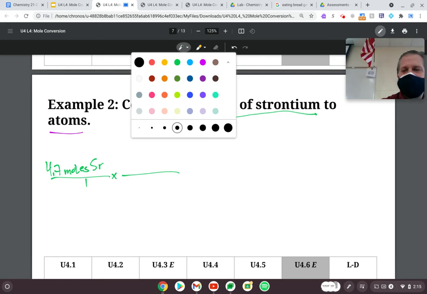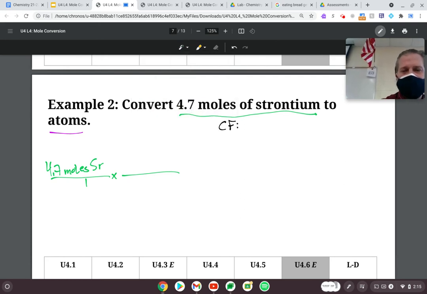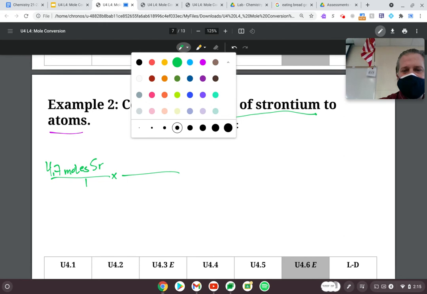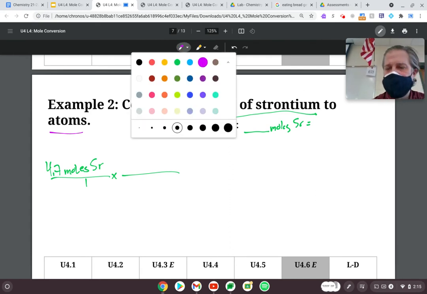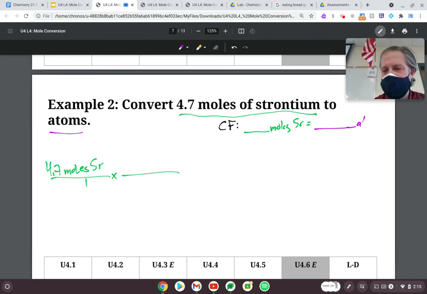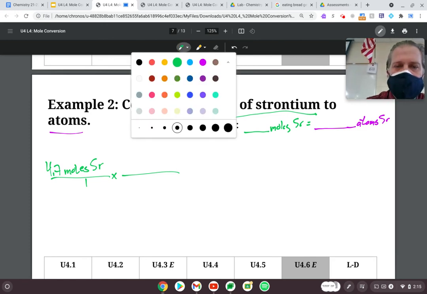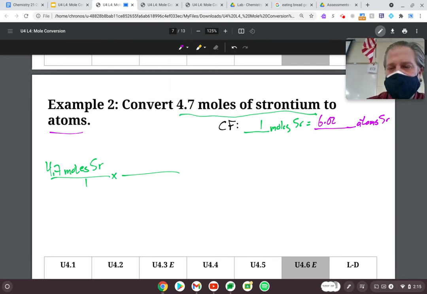I'm going to set up my conversion factor. So I'm going to be looking at the relationship between moles of strontium and atoms of strontium. Okay. And I know that based on what we just talked about, in 1 mole of anything, there should be 6.02 times 10 to the 23rd atoms of anything, which in this case happens to be strontium.